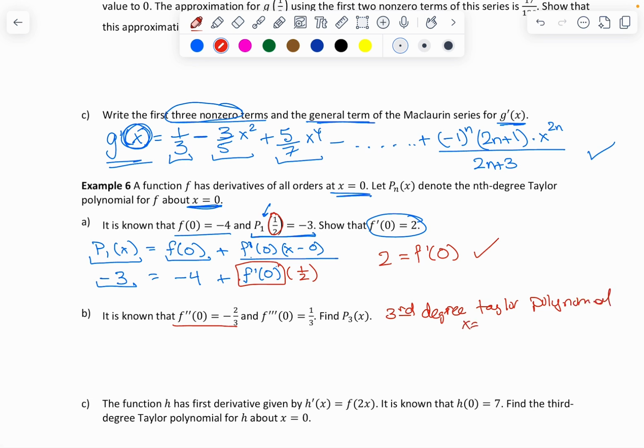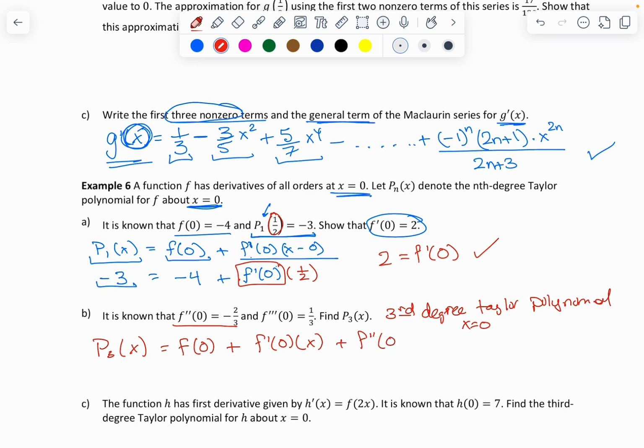Okay, centered at 0. So that's technically a Maclaurin, but we don't need to call it that. And that's going to be an easy one. So P3 of x is equal to, well, we know f of 0 is negative 4, but I'm going to write this in right now. So we got f of 0 plus f prime of 0 times x, right? It's centered at 0, so that's why I'm not putting a center there.